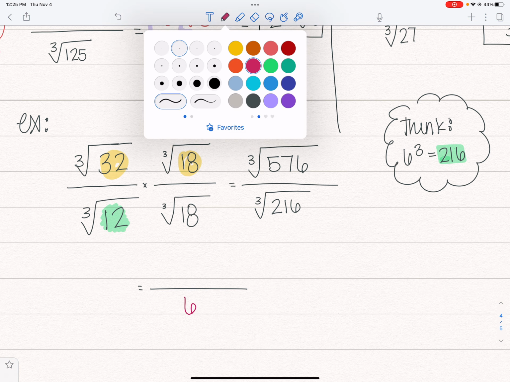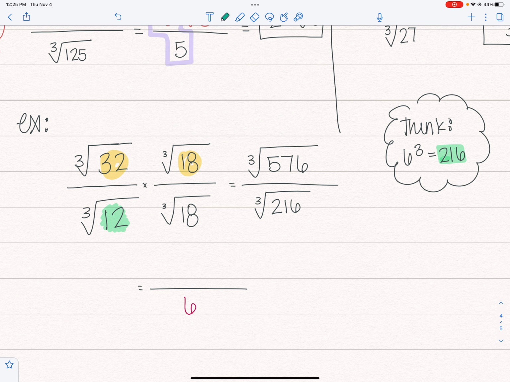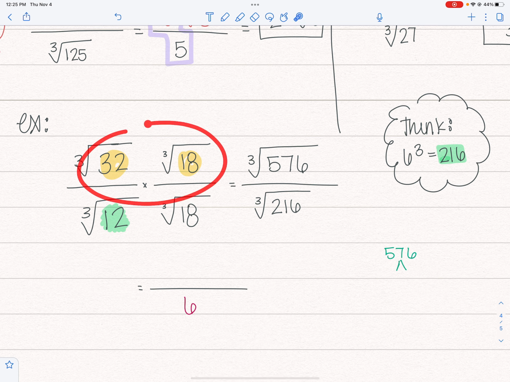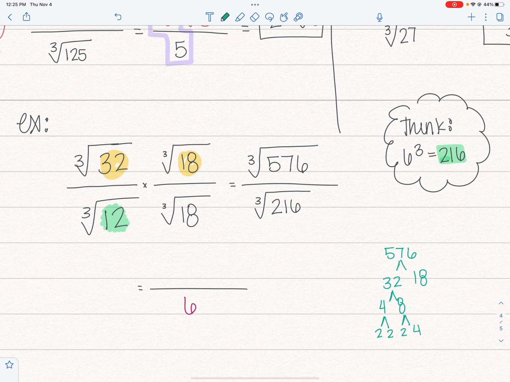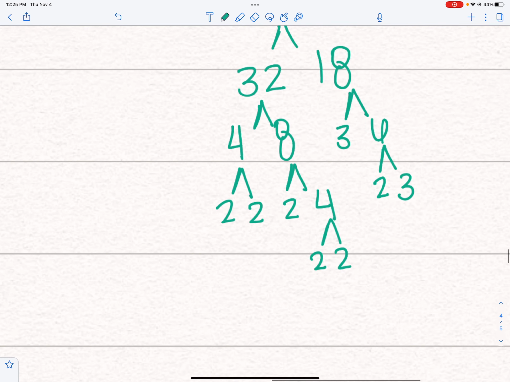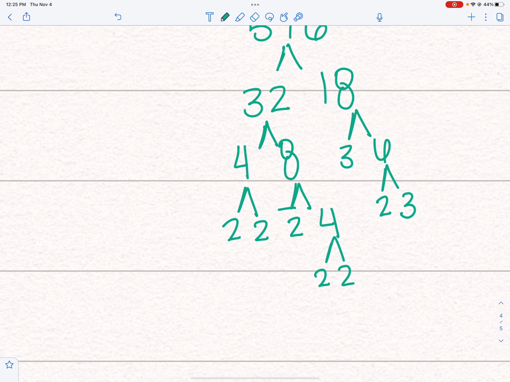So I need to do my factor tree. 576, well, I know that 32 times 18 gives me 576. So I'm going to start there. 32 is 4 and 8. 4 is 2 and 2. 8 is 2 and 4. And then 4 is 2 and 2. 18 is 3 and 6. And 2 and 3. So I have a lot of 2s and 3s. Remember, I'm in cubed roots. I'm going to put them into groups of 3.